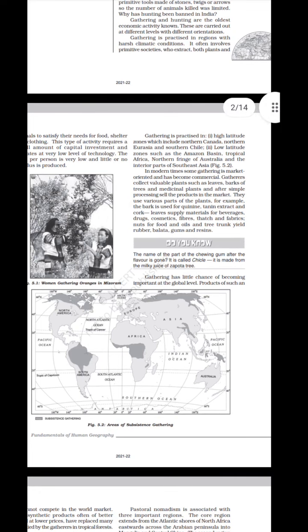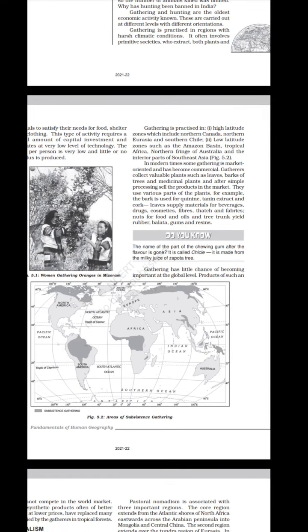Take a look at figure 5.1. Women gathering oranges in Mizoram. Gathering is practiced on high latitude zones which include northern Canada, northern Eurasia, and southern Chile. Low latitude zones such as the Amazon basin, tropical Africa, northern fringe of Australia, and the interior parts of Southeast Asia. Take a look at figure 5.2, areas of subsistence gathering.